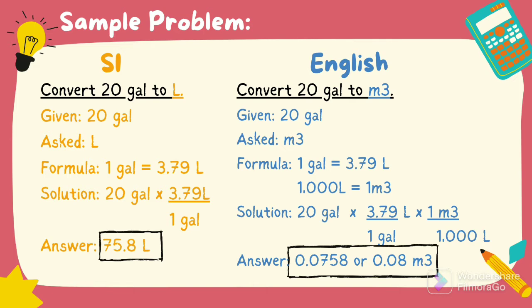Next, we are tasked to convert 20 gallon into English unit cubic meter. Let's also write down our given 20 gallon, our asked as cubic meter, the formula 1 gallon is equal to 3.79 liters, 1,000 liters is equal to 1 cubic meter. To solve this, we are going to use both formulas by multiplying it to the given, which is 20 gallon times 3.79 liter times 1 cubic meter divided by 1 gallon times 1,000 liters. By multiplying this, we will get the final answer 0.0758 or rounding it off to 0.08 cubic meter.